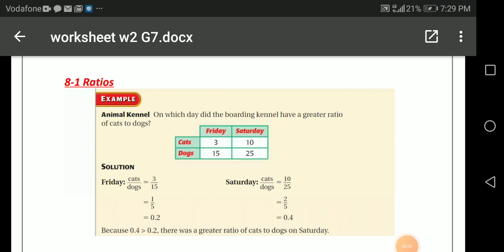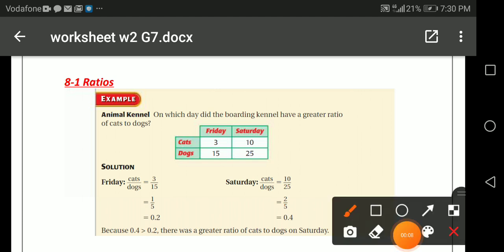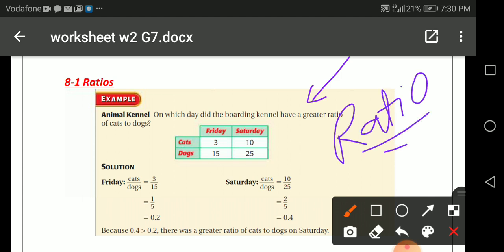I hope you're fine. Today we're going to have a new lesson about ratios. Okay, if I ask you a question, on which day did the boarding kennel have a greater ratio of cats to dogs? When I say ratio, I'm going to have two quantities, or more than two quantities indeed. So you have here cats and dogs, and I need to know the ratio between them on two different days.